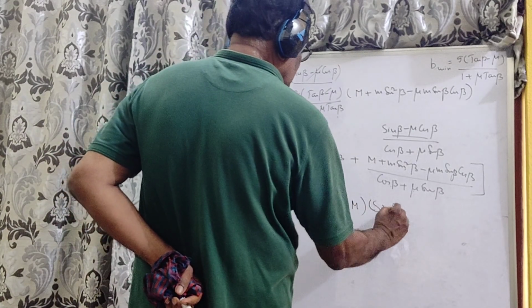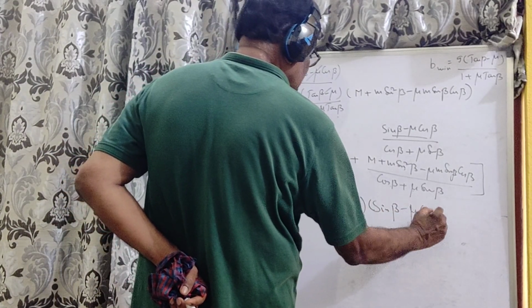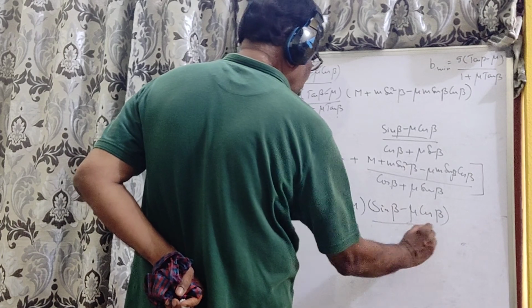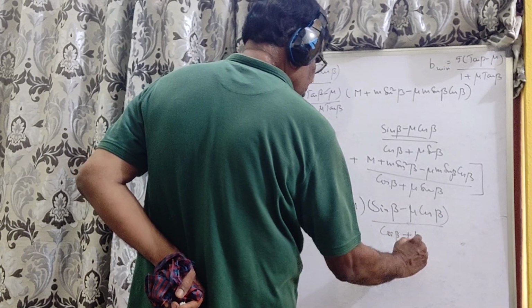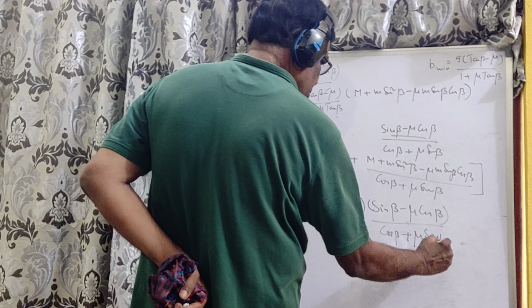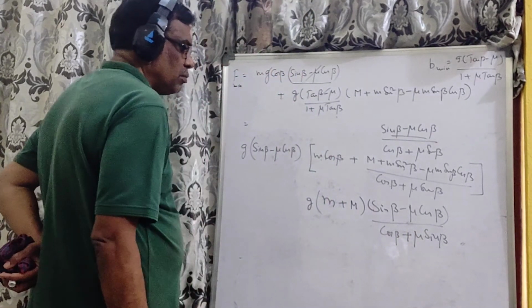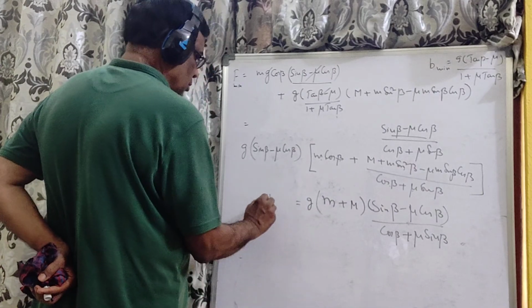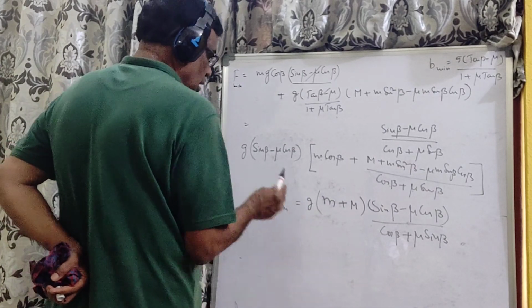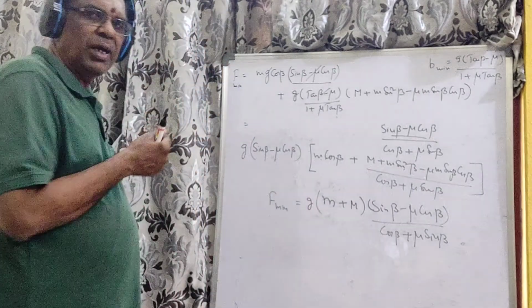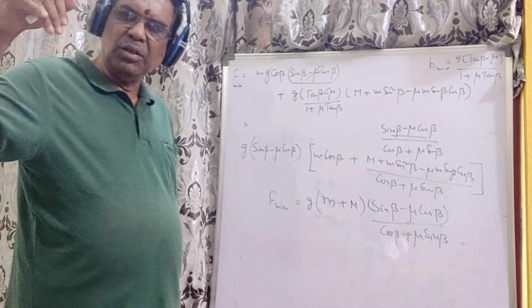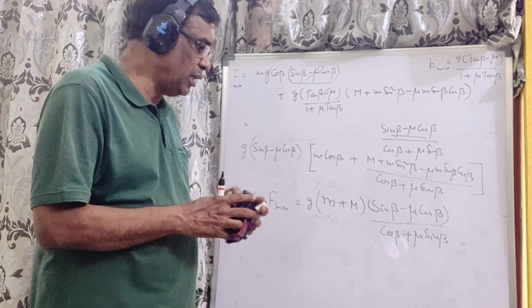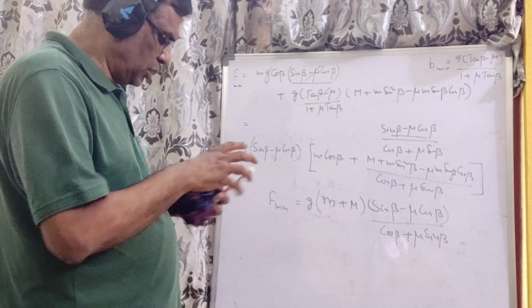g into sin beta minus mu cos beta by, that's it. This is your F minimum. Unless you apply with such a force of this minimum, the body would tend to slide down. Okay, that is fine. So far, so good.